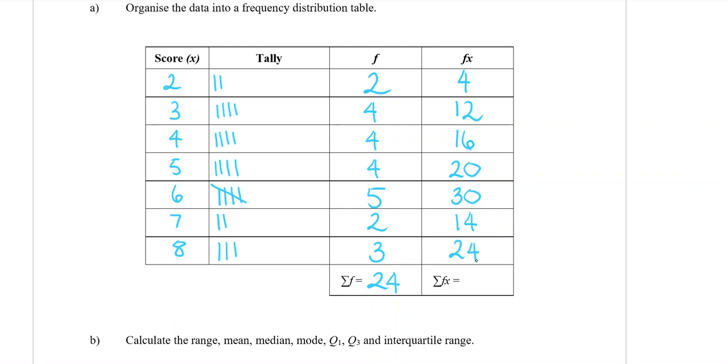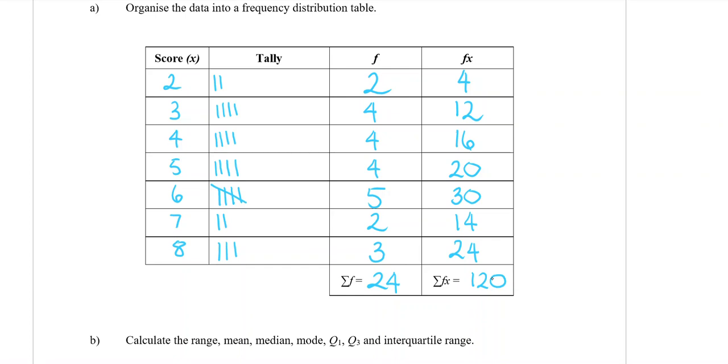And this one down the bottom means I want to sum my fx. So calculators out again, and we add all of those numbers up. What do we get? That's what I got too. Well done. 120. Okay, so that's step 1.